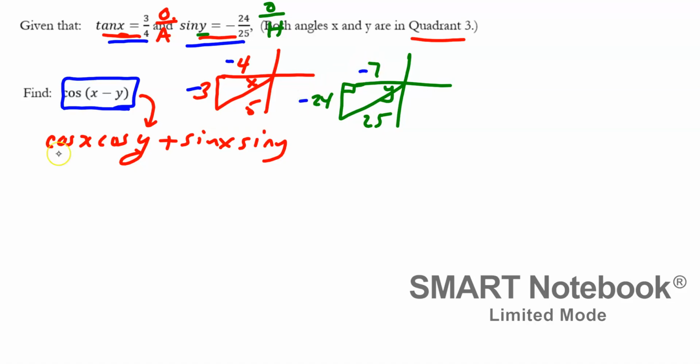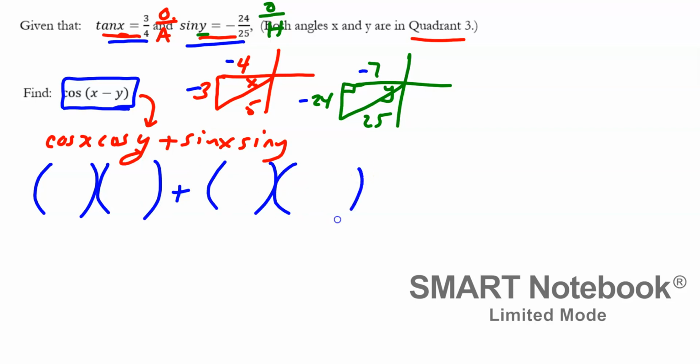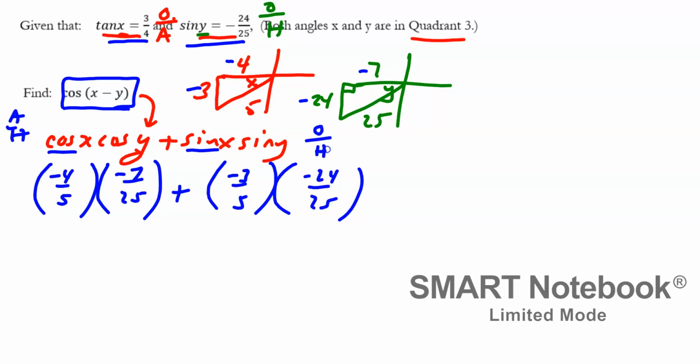Now that I have these values, I can plug in my ratios of what I know. So I'm going to leave blanks for all these different things. Remember, cosine and sine represents a ratio on a triangle. So cosine, again, is adjacent over hypotenuse. So cosine of x from the first triangle would be negative 4/5. Cosine of y from the second triangle would be negative 7/25. Sine of x from the first triangle is going to be negative 3/5. And then sine from the second triangle with y is negative 24/25 because sine is opposite over hypotenuse.